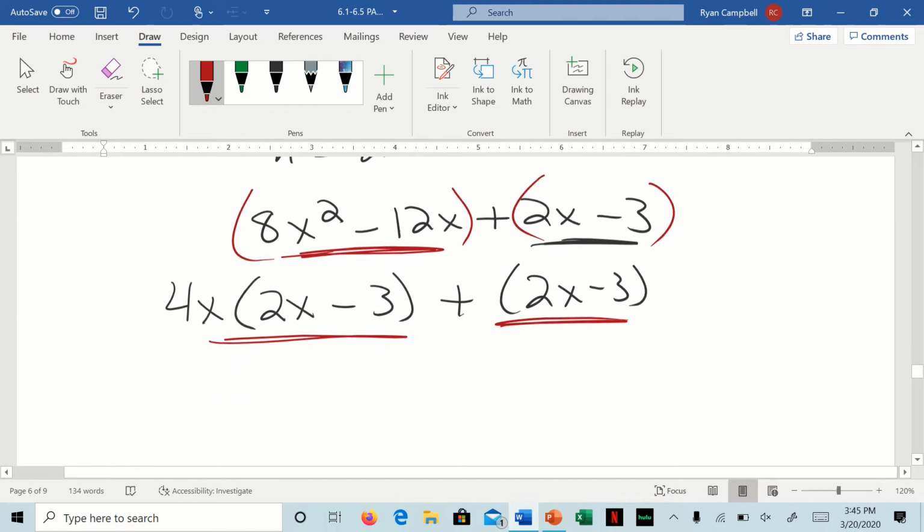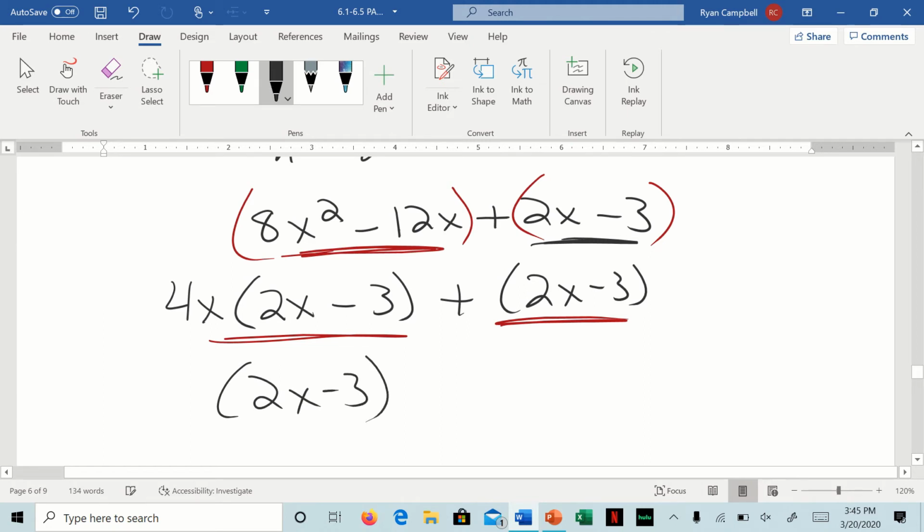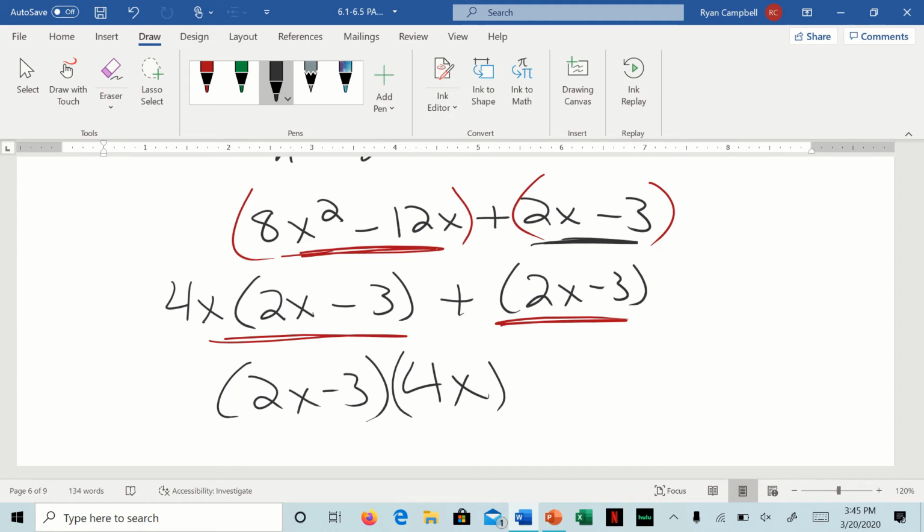So if we take out 2x minus 3, what are we left with? Just 4x, right? Hopefully all y'all are screaming no. Good, because it's a 4x plus 1.